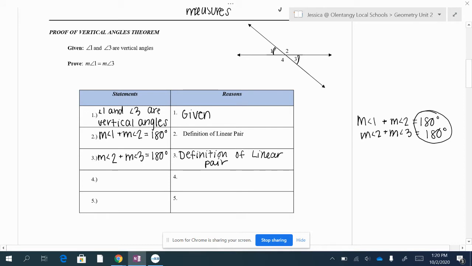So if they're both equal to 180 degrees, then I can go ahead and set these two statements equal to each other. So let's go ahead and set that measure of angle 1 plus measure of angle 2 is then equal to measure of angle 2 plus measure of angle 3. And again, that is the most popular way that the transitive property is used. So this is going to be the transitive property.